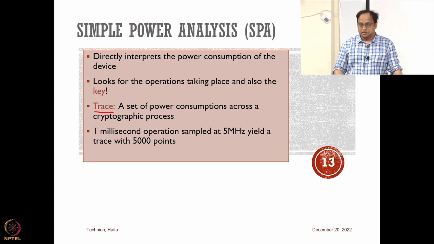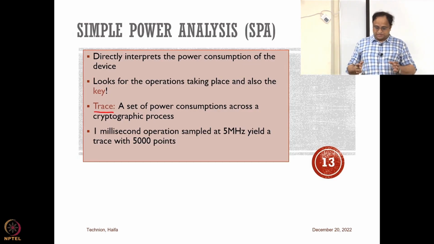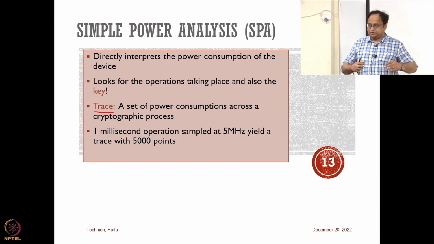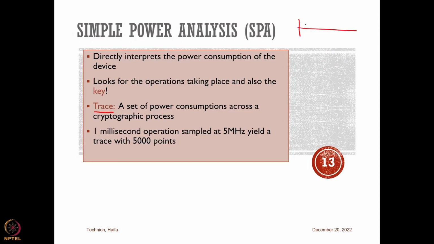You take the power trace and you use an oscilloscope which has a very high sampling rate. You want a high sampling rate because you don't want to miss information. In this case, a 1 millisecond operation sampled at 5 megahertz will yield a trace with, say, 5000 data points. That means although you are doing one encryption, this encryption will have about 5000 points. These are just numbers to give you an idea, but this can vary. So in the trace there will be 5000 time instances when you are observing the power value.